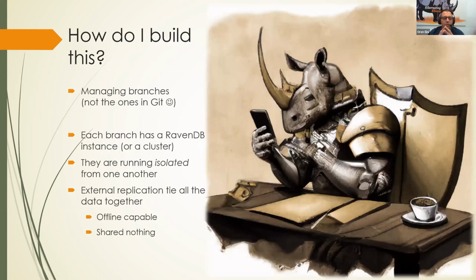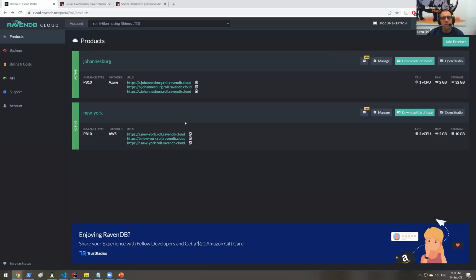So we have this notion of branches, not Git branches, but like physical branches of the guild house. And let's see what we do. Each one of those branches is going to run RavenDB, isolated from one another as a single instance or a cluster or whatever. And then we are going to tie them all together in order to see how this works. So I can keep on talking theory for quite some time, but let's talk about some concrete details.